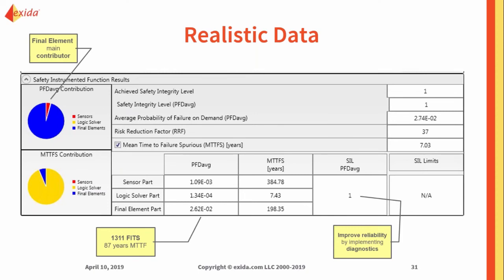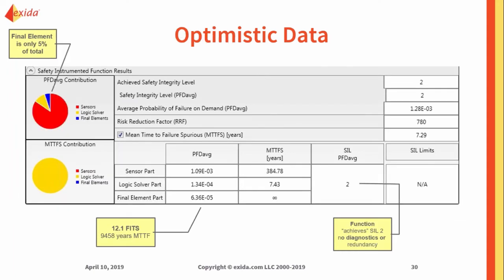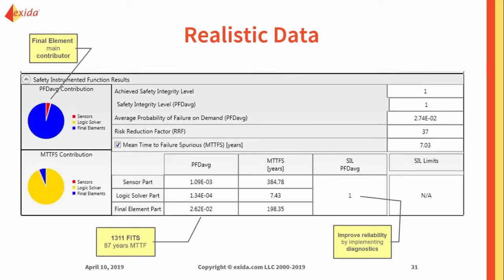So then I decided I'm going to keep the sensors, the logic solver, everything the same, but this time I'm putting in realistic data for our valve, actuator, and solenoid. So now our final elements come out to 1,300 FITs instead of, what was it, 12 FITs. So you can see that's an order of magnitude difference. Unfortunately, in this case, our SIL level for our PFD average has dropped from a SIL 2 to a SIL 1. But don't freak out yet.